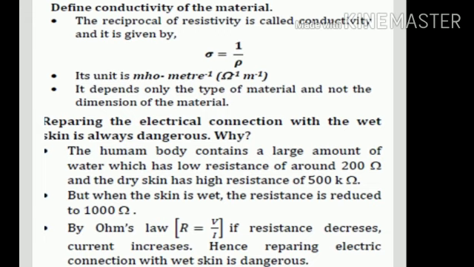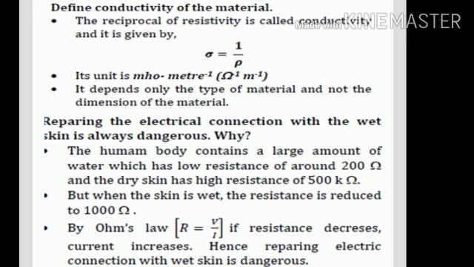Next one is the definition for the conductivity of the material. The conductivity of the material is defined as the reciprocal of the resistivity of the material, which can be written as sigma is equal to 1 by rho. Here sigma represents the conductivity and rho represents the resistivity. The unit for the conductivity of the material is mho meter power minus 1, which can be written as ohm power minus 1 meter power minus 1. The conductivity of the material depends only on the type of the material and not the dimension of the material.